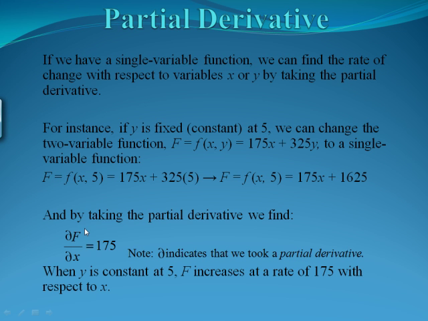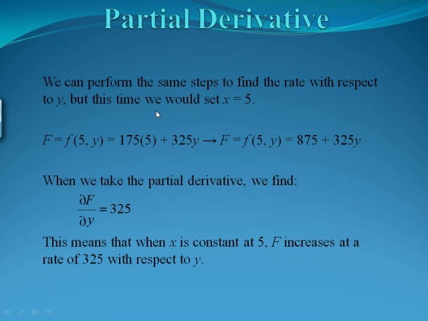Now let's look at a little bit of notation. Here, we have this sort of backwards 6, and this represents the fact that we're taking a partial derivative. So this says the partial derivative of f, our general function, with respect to x. So that means we're taking the derivative of the x variable. That means the y variable is a constant. So when y is constant at 5, f increases at a rate of 175 with respect to x.